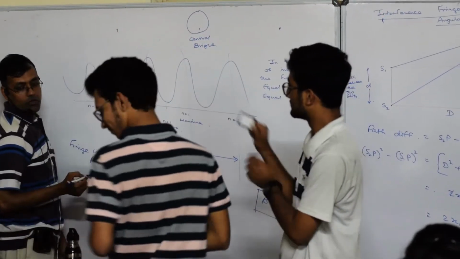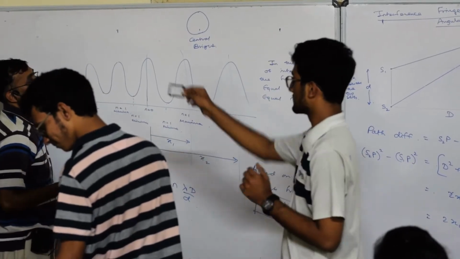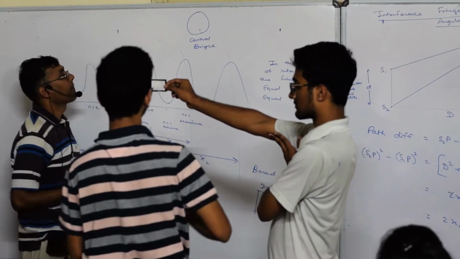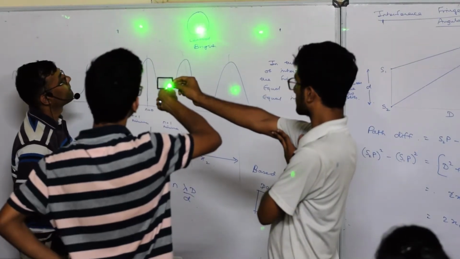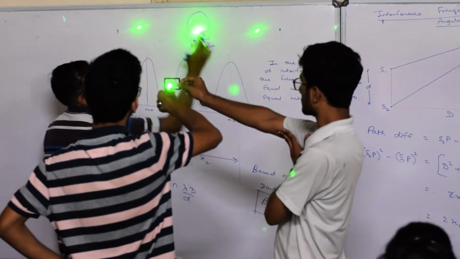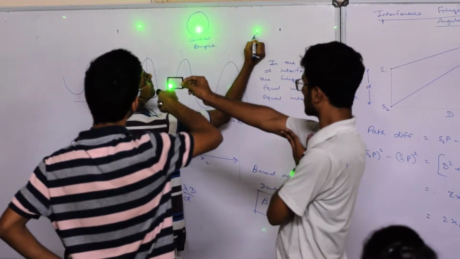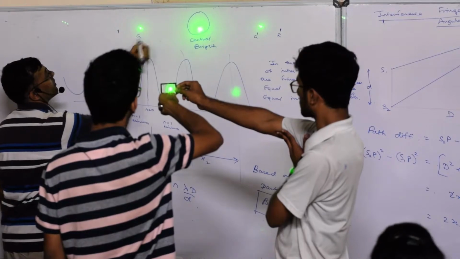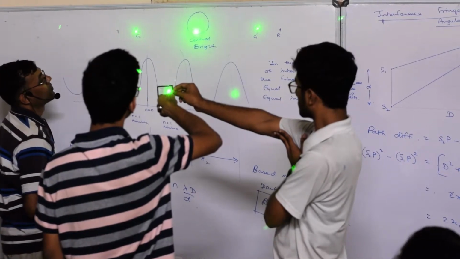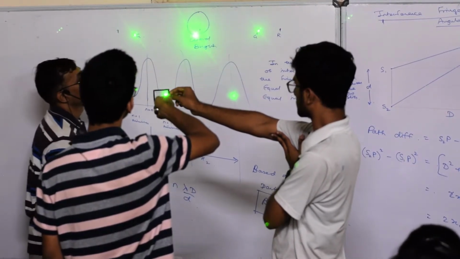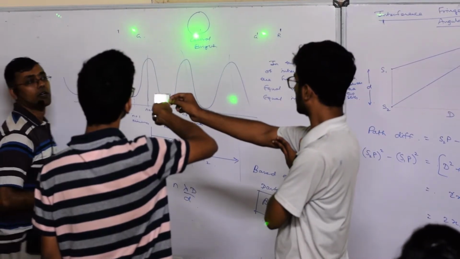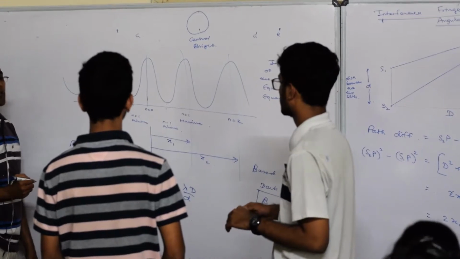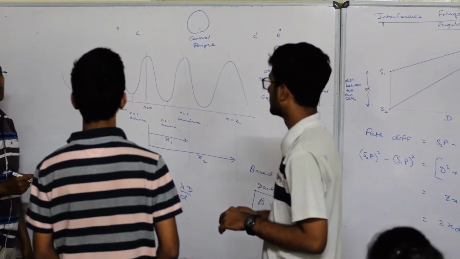Okay. So now go to the green one. Again, try to bring the central bright exactly at this point. Central bright is here. So look at this one. This is for green, this is for red, right? So what has happened now? Lambda decreases means the beta also decreases, right? So compared to the red, green is lower, right?